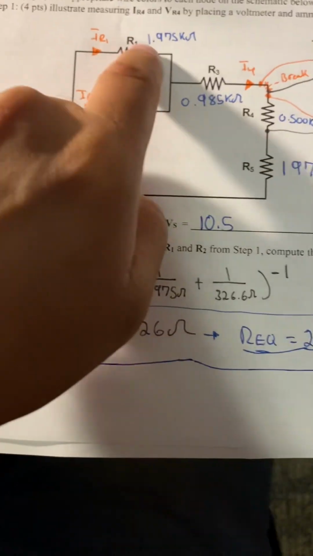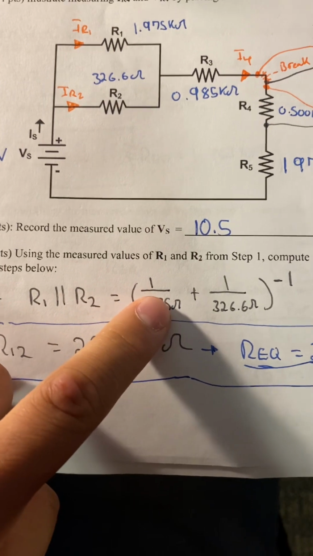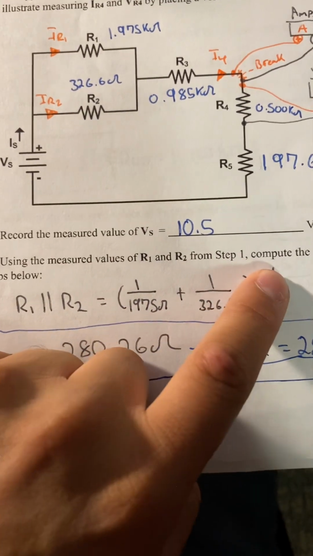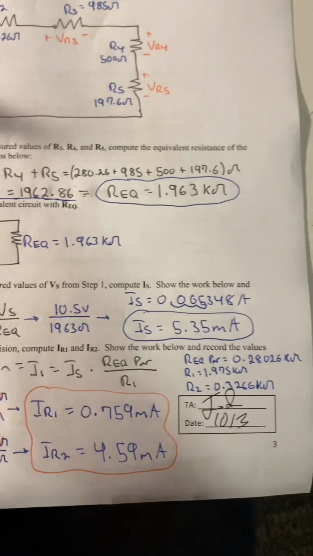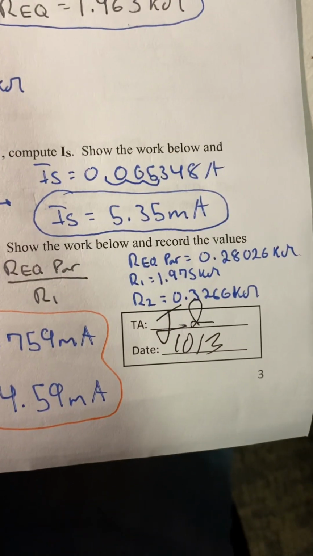We're going to find the currents, and we do our equivalence, which we know those two are parallel, so we do 1 over R1, R2 to the -1. You get your equivalence. We solve for the equivalent circuit. Our goal is to find IS, which is 5.35 milliamps, and we can check this in our circuit, opening the circuit and finding the current through the system.